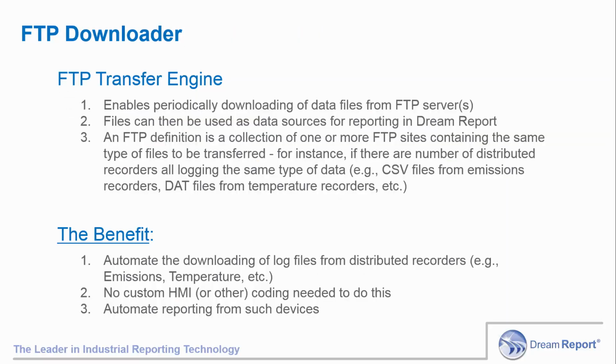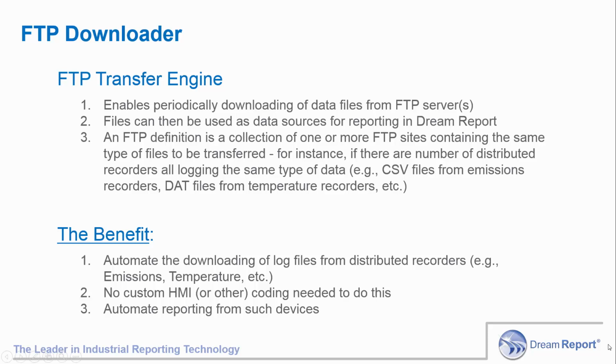The new FTP transfer engine allows Dream Report to periodically download log files from remote devices or locations, where the log files are accessible through an FTP server. Once the files have been downloaded, they can be used either as native data sources for reports or optionally logged to the Dream Report SQL database.